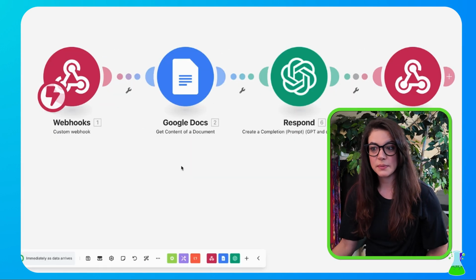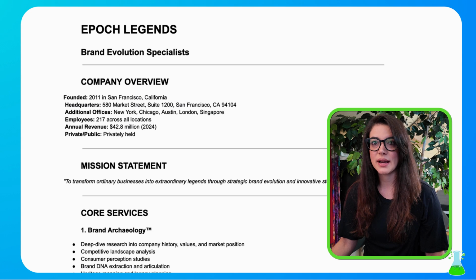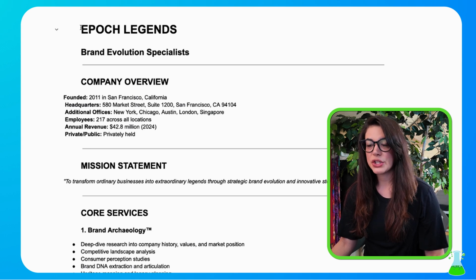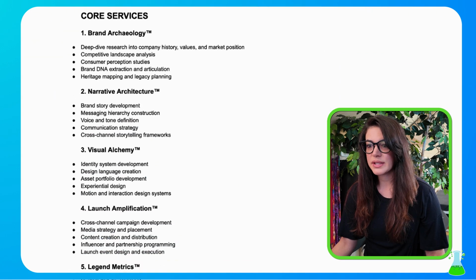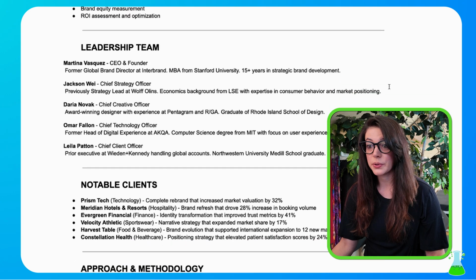Before we go to our next module, Get Content of a Document, we need to build out this document first. What I did here is I created a document called One Sheet for Chatbot Simple. In this sheet, I filled out a bunch of information for an example company, Epoch Legends. All this information acts as a knowledge base that the chatbot is going to pull from.